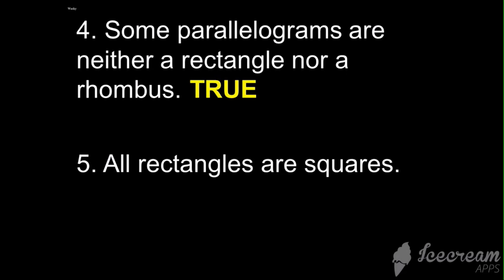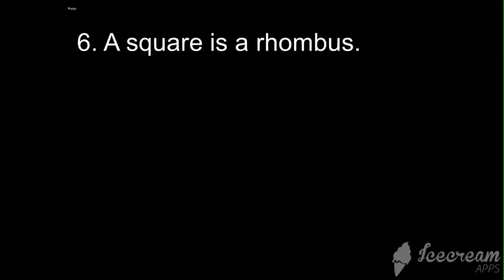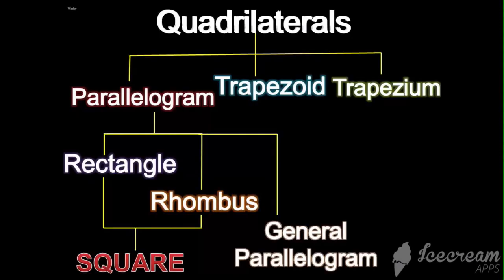Number 5. All rectangles are squares. The answer is false. Not all rectangles are squares, but all squares are rectangles. Number 6. A square is a rhombus. The answer is true. Since a square is a parallelogram with all sides congruent, then it is a rhombus.